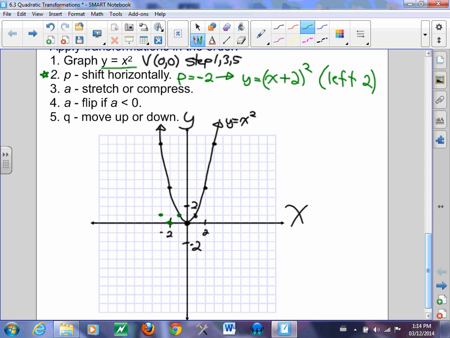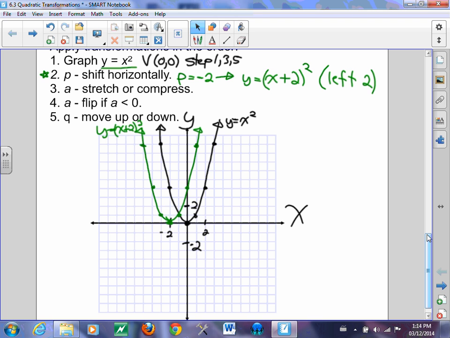So I'm going to do the step pattern from the new vertex. So I'm going to go over 1 up 1, over 1 up 3, over 1 up 5, and do that on both sides. Over 1 up 1, over 1 up 3, over 1 up 5. Okay? And that, ladies and gentlemen, is y equals (x + 2) squared.